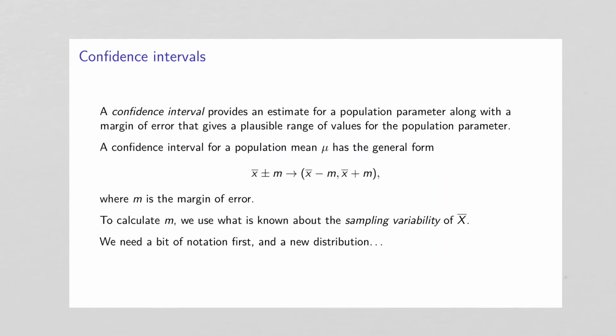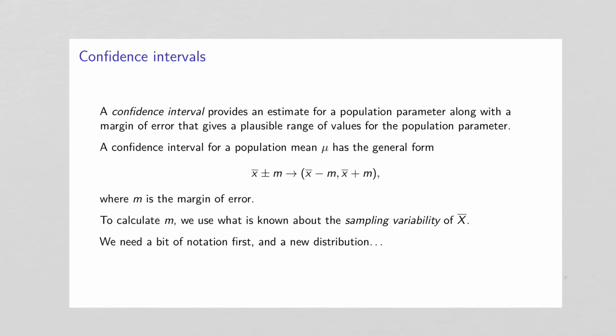Confidence intervals. A confidence interval gives us the estimate for a population parameter along with a margin of error. We're not always going to be right on. Like you saw, sometimes you're going to get 64, sometimes you're going to get 62, sometimes you're going to get 63. And this margin of error allows us to say how spread out our values are.